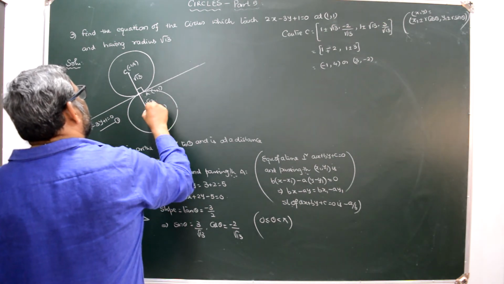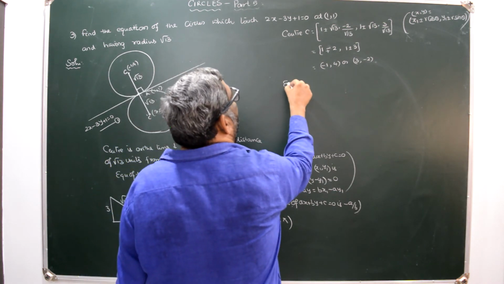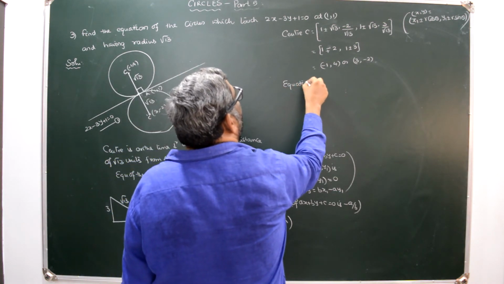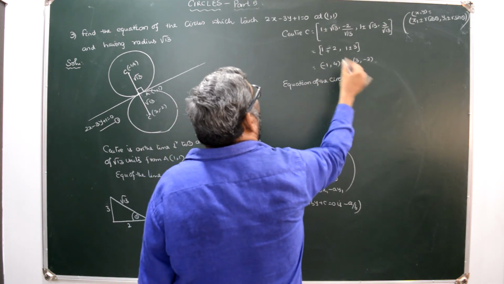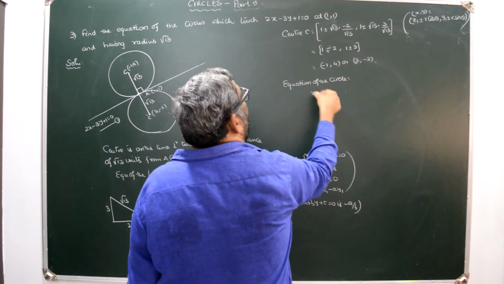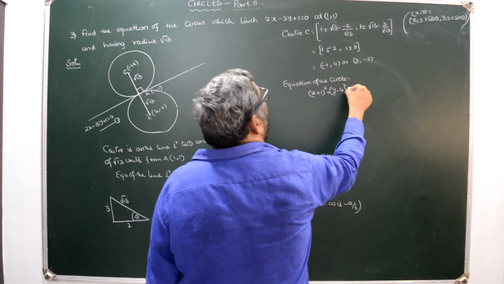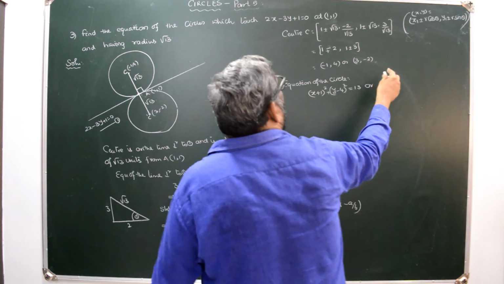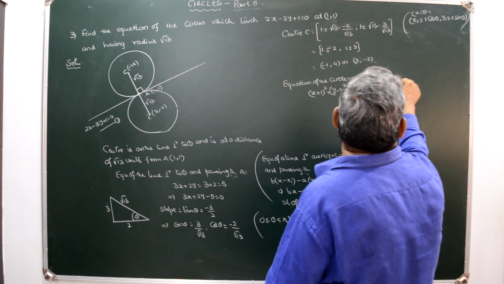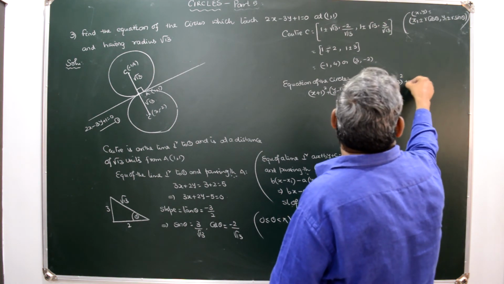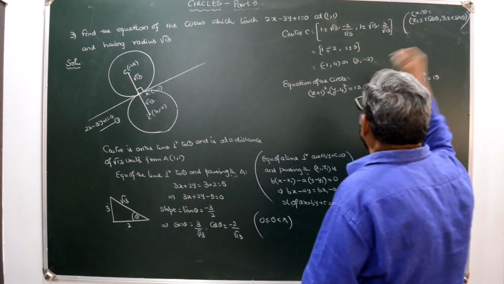Now you know the center and the radius. Equation of the circle: x plus 1 whole square plus y minus 4 whole square equal to 13. Otherwise, you can also say, and the second circle is also a chance: x minus 3 whole square plus y plus 2 whole square equal to 13. So these are the two.